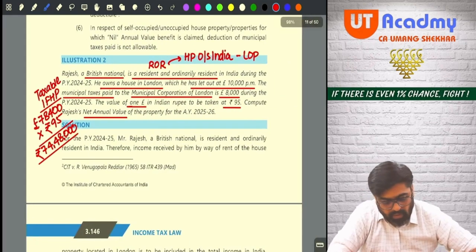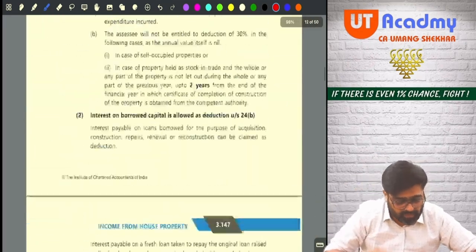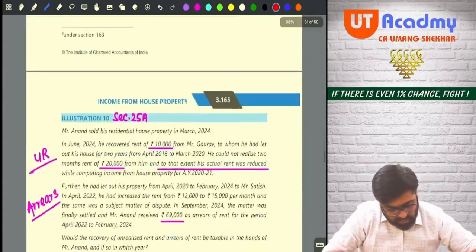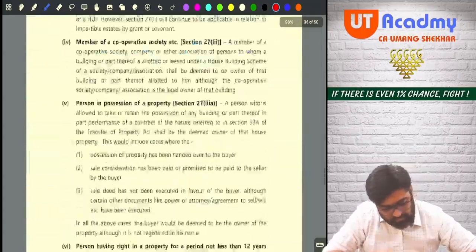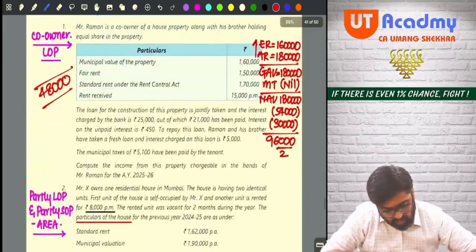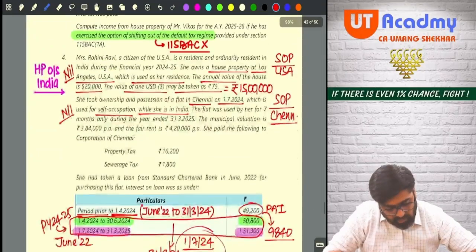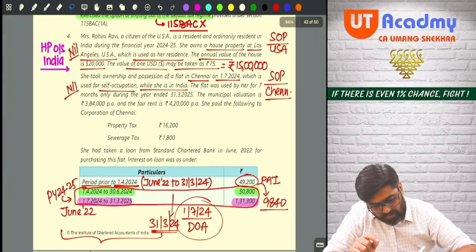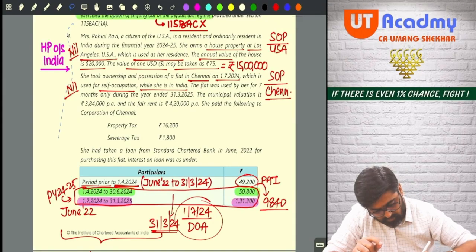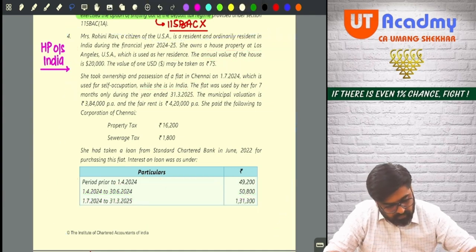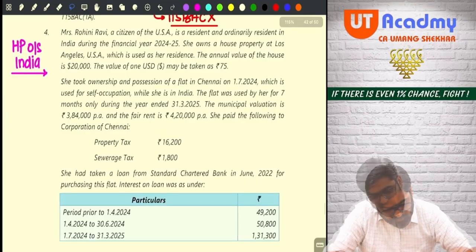Now, let's come to your practice questions in your test your knowledge section. In the test your knowledge section, question number 2 is done, no? 2 is done. 3 is also done. Come to question number 4, and mark this question important. Please mark this question important. Pay attention.